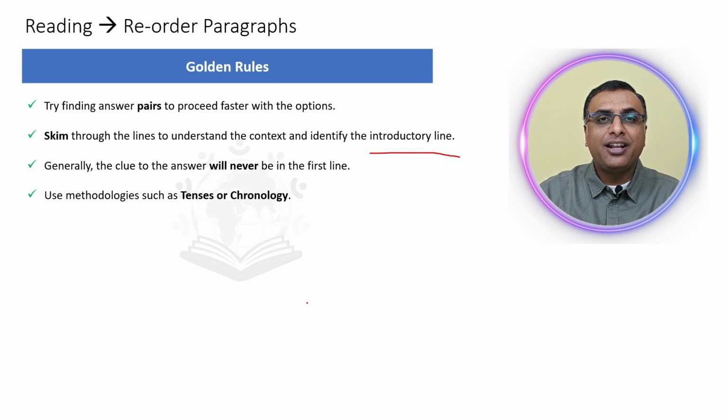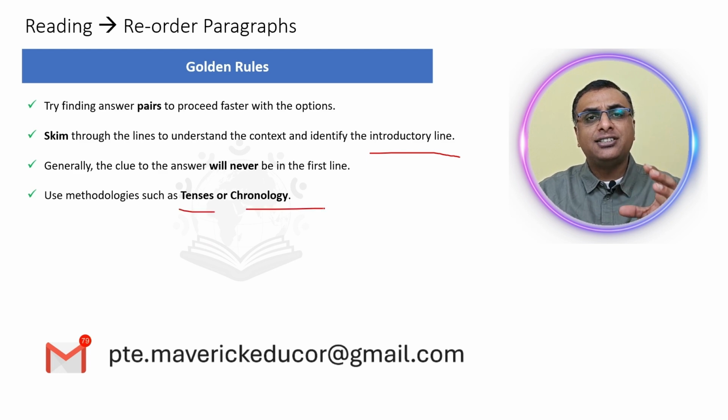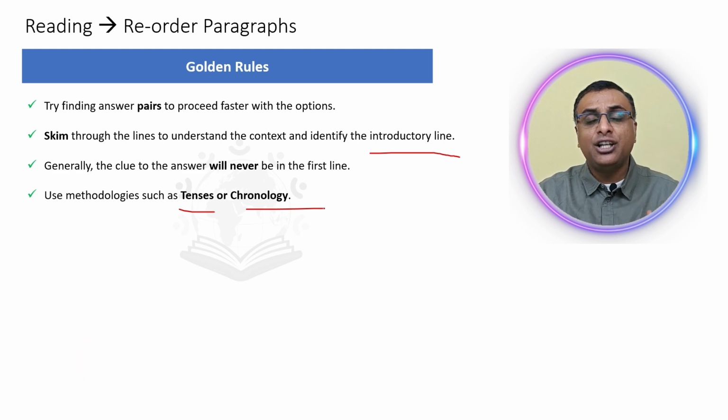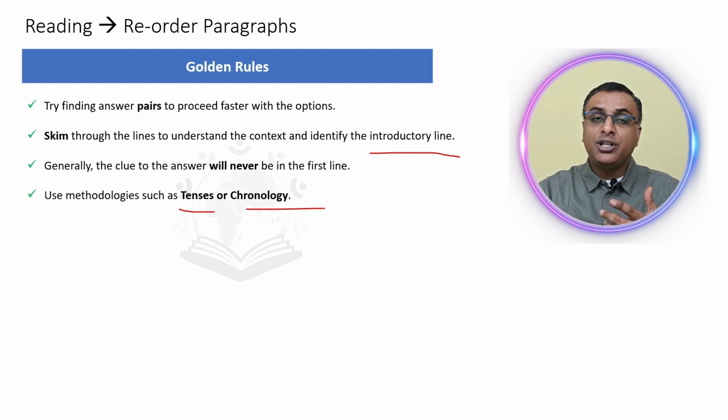Next, reorder paragraph questions are heavily dependent on context. You will have to read the entire sentences to understand them, but you can use methodologies such as tenses or chronology. If there are dates such as years or days mentioned, anything of that sort, you can use chronology to identify the logical sequence. When it comes to tenses, you have to read through the sentence to understand its tone, whether it is specified in past tense, future tense, or present tense. Once you understand that, you can easily identify the logical sequence.